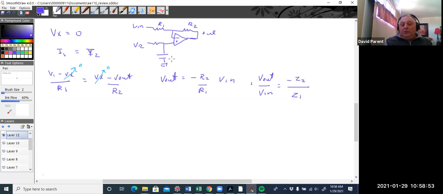And what I would do is use superposition. So short that to ground. Now all of these are tied to ground, right? Remember, no current can come out of here because it's an infinite resistance. And so it's effectively tied to ground, right? So in 110, I don't ask you to solve this out like that. You just have to kind of recognize that it exists, okay?